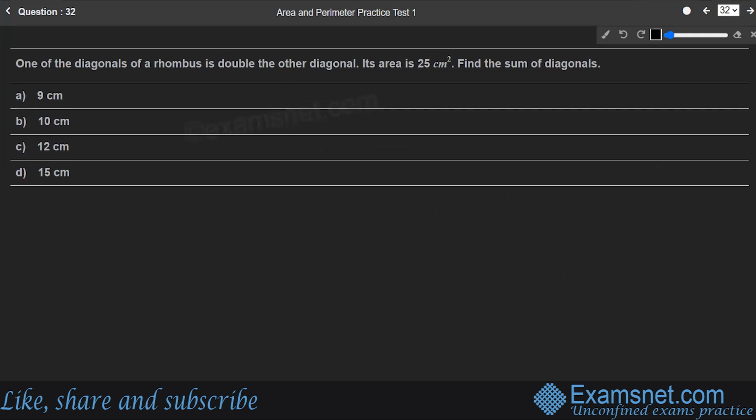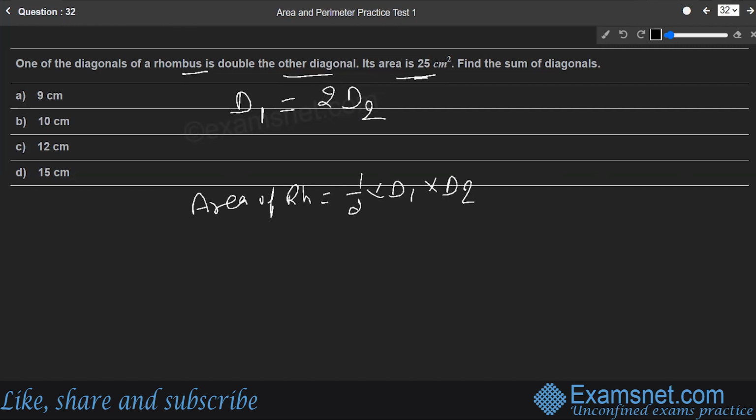Now it says one of the diagonals of a rhombus is double the other diagonal. Okay. So let's say the first diagonal is D1. Diagonal 1 is double the second diagonal, so D1 is twice of D2. Its area is 25 centimeters square. Find the sum of diagonals. So we are supposed to find the sum of diagonals. Now for the rhombus, the area formula is half of the product of diagonals.